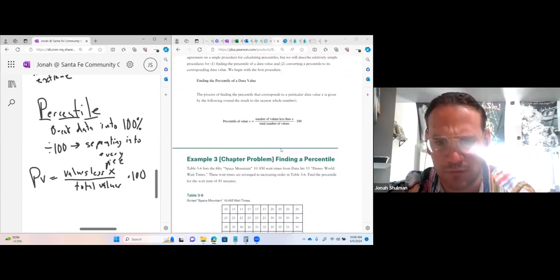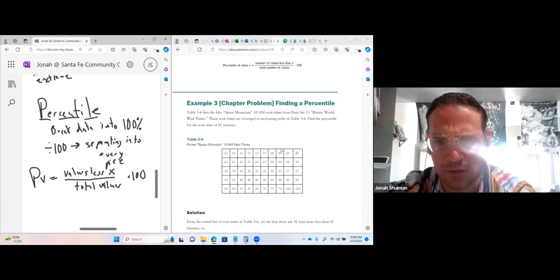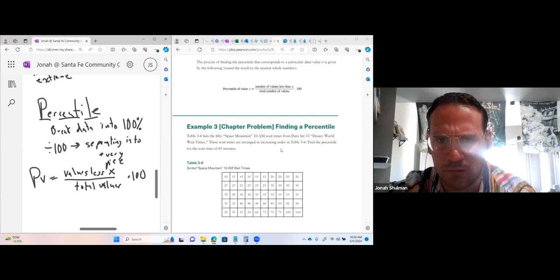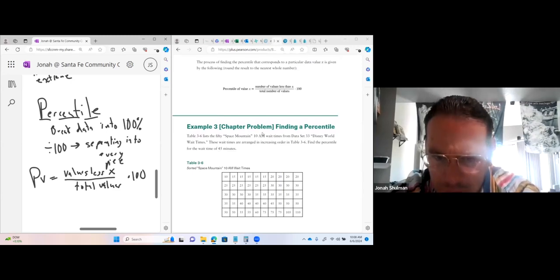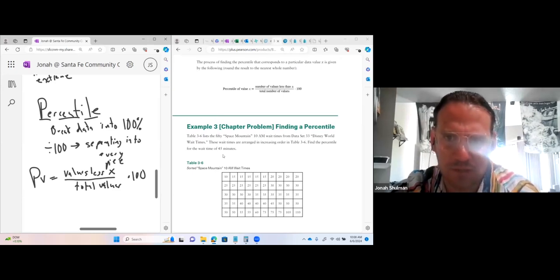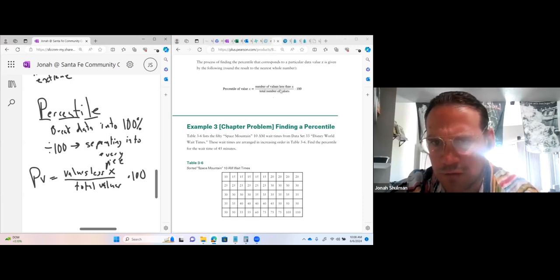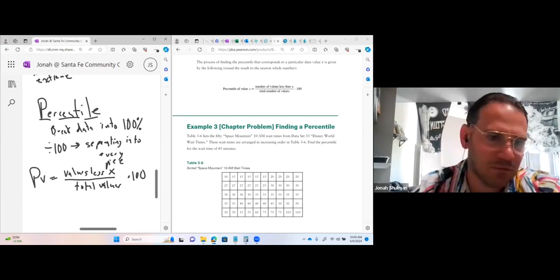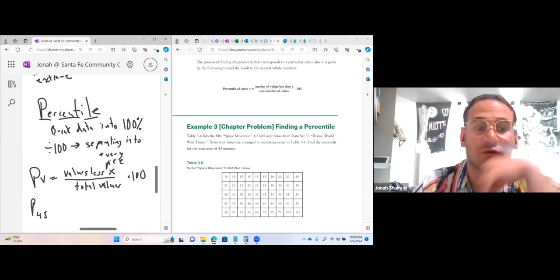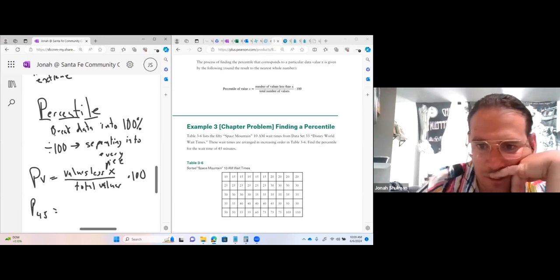So which one do we have? We have this value. Just do it with me as if you're seeing it for the first time. These wait times are arranged in increasing order in Table 3-6. Find the percentile of 45 minutes. So to get this, we have to find all the values less than 45, divide by the total number of values. So it's the percentile of 45 that we're looking for. I usually use a subscript, so I'm not crazy.